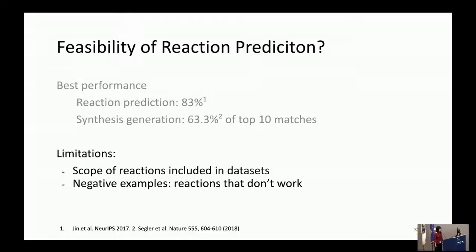The other big issue is that a lot of reaction data sets don't include very many negative reactions, or examples of reactions that don't work. And this is a huge liability when you're trying to predict reactions, because if you only see positive examples and you don't see any negative examples, then you won't actually know which of these kinds of reactions will or will not work.